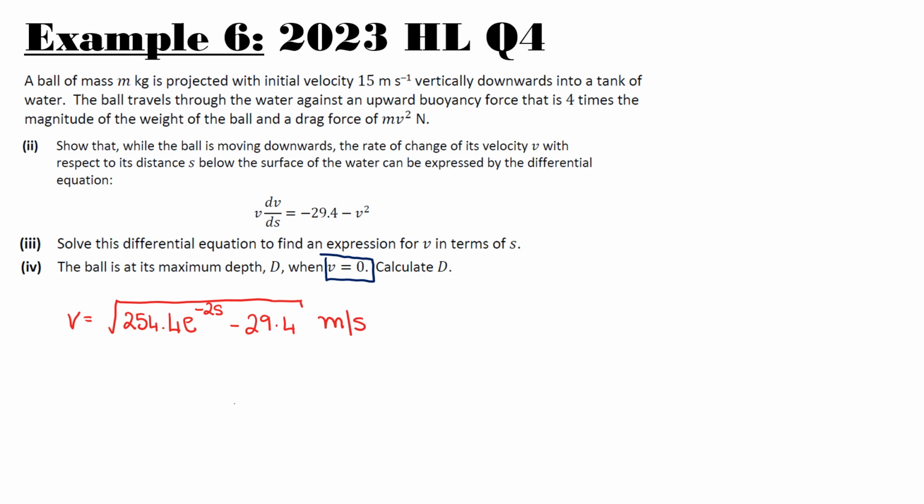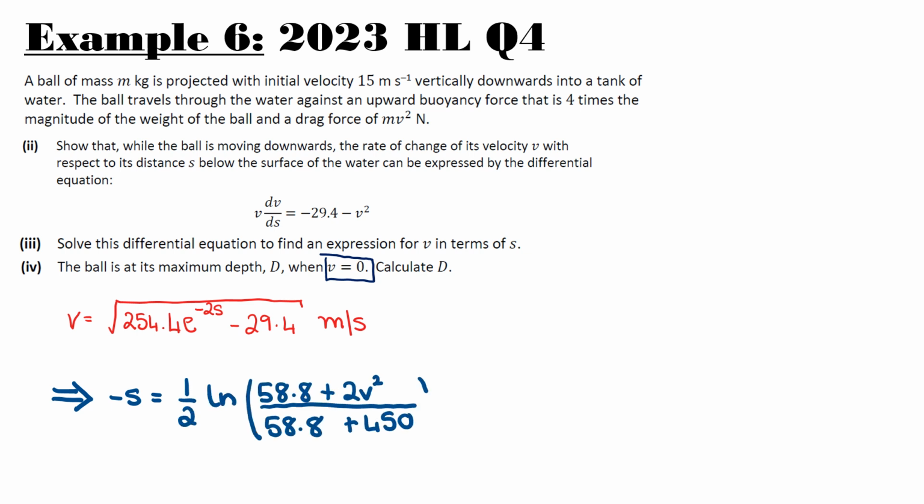So another option is, and this is a really good idea anytime you have a follow-on question from solving a differential equation, think about, is there a line in my previous answer that might be easier for me to use than our final answer? So here, because we're looking to find a value for s, the depth, is there a line from part 3 where we had s either isolated or nearly isolated? And the answer is yes. So we did have a line that looked like this. Minus s is equal to minus half the natural log of 58.8 plus 2v squared all over 58.8 plus 450. Now what that does is it allows us to get an answer for s much quicker.